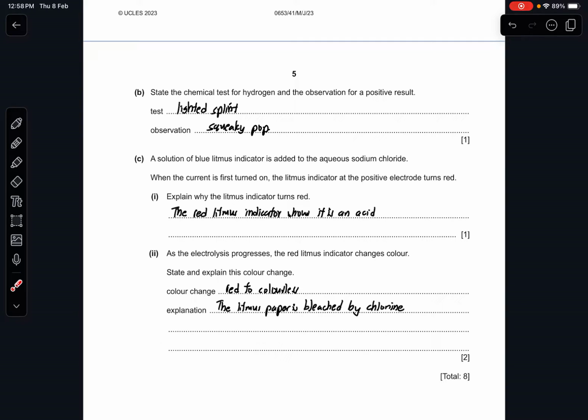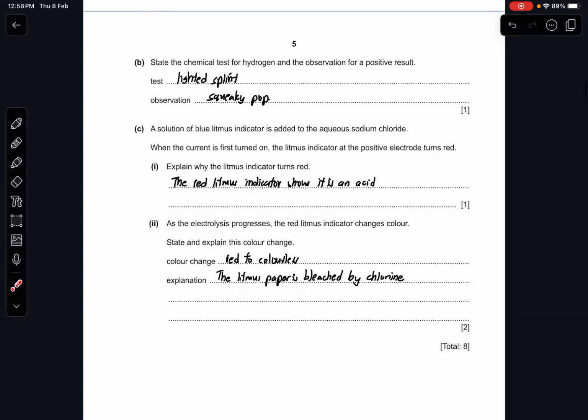So when the litmus indicator shows its red color, it means that acid is produced. So this is the keyword. Part 2. As the electrolysis progresses, the red litmus indicator changes color. State and explain this color change. Okay. You know it's being added to aqueous sodium chloride. So the color change will be from red color to colorless. Why? Is because the litmus paper has already been bleached by chlorine.